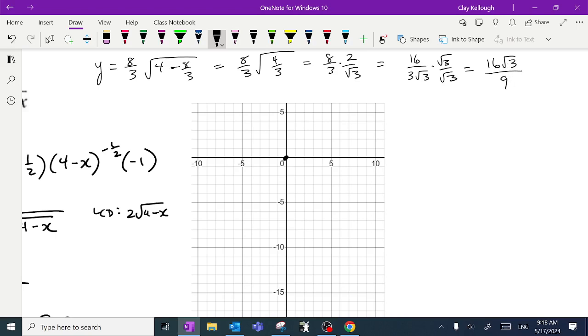Okay, so my answer here is 8/3, comma 16 root 3 over 9, which is, again, around 2.6, and this is a little shorter than, what did I say this was again? Around 2.5, something like that.